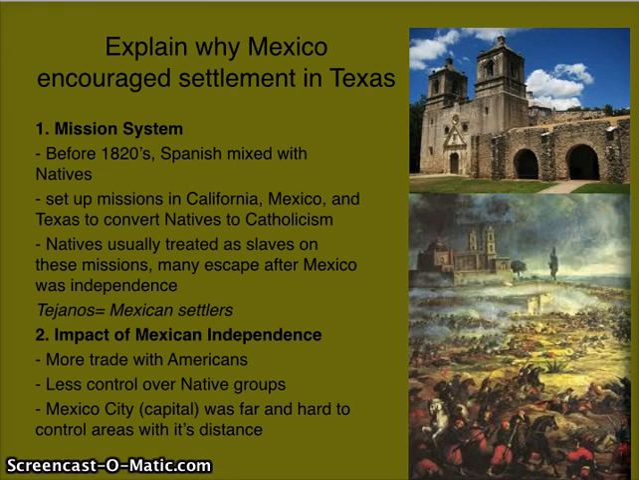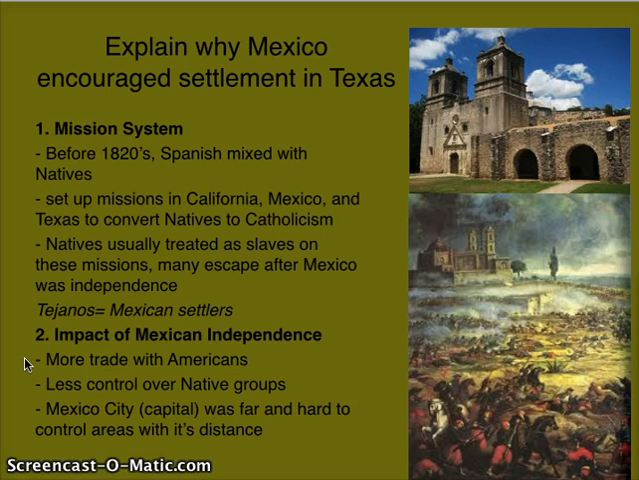The impact of Mexican independence, number two. So after Mexican independence, that means that Mexico is now free from Spain. They have declared themselves their own country and their own people. We have more trade going on with the Americans. So Mexicans and Americans, they're trading with each other. They see it as a sort of beneficial or good relationship.